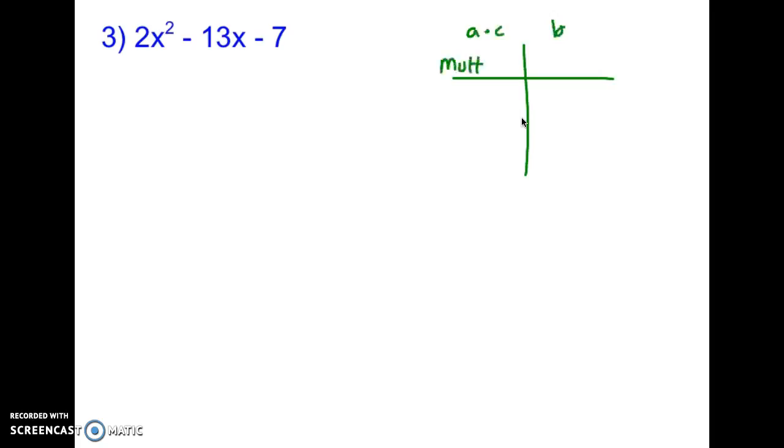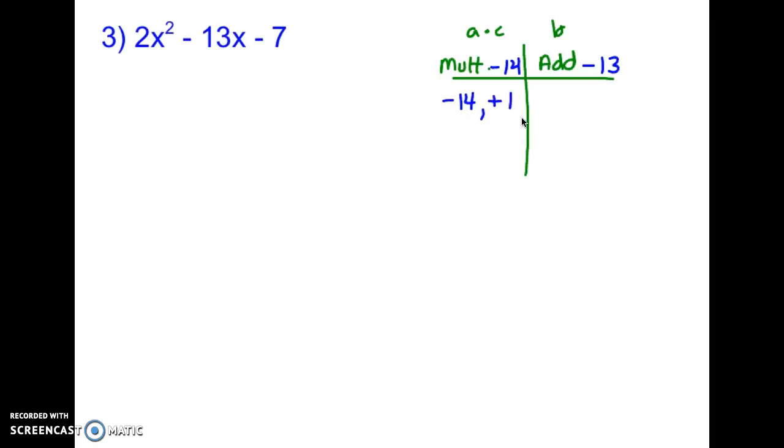And I want to figure out a number combination that multiplies to give me a times c and adds to give me what b is. In this problem, a times c, that would be 2 times negative 7, is negative 14. And my b in the problem is negative 13. So I need two numbers that multiply to give me negative 14. The same two numbers have to add to give me negative 13. You will figure out that combination is negative 14 and positive 1.